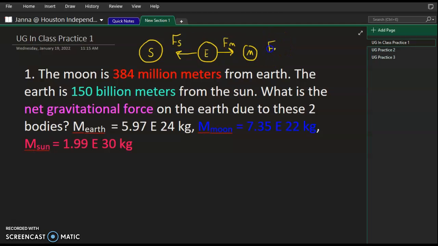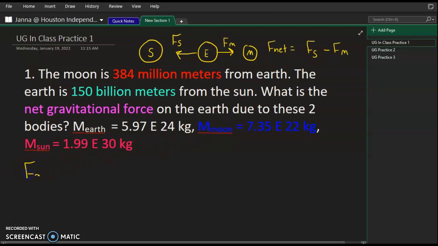So the net force acting on the planet Earth, which is in the middle, must be the difference between the force of attraction between the sun and Earth and the force of attraction between the Earth and the moon. So we'll calculate these two forces, Fs and Fm, take the difference, and that'll give us the net force.